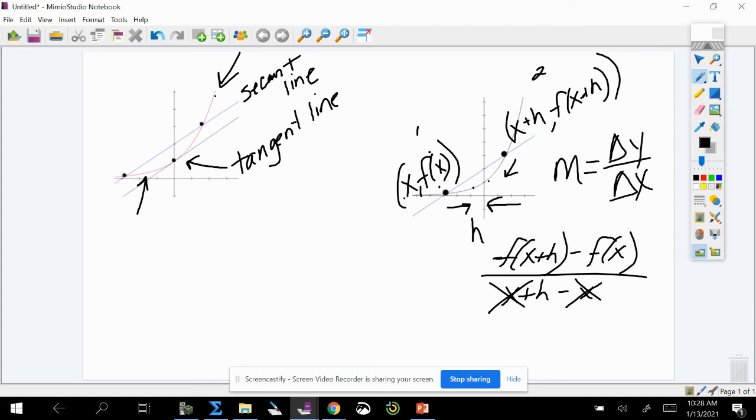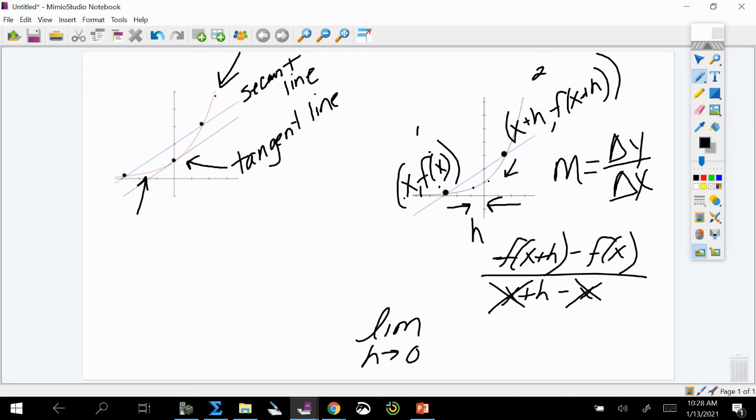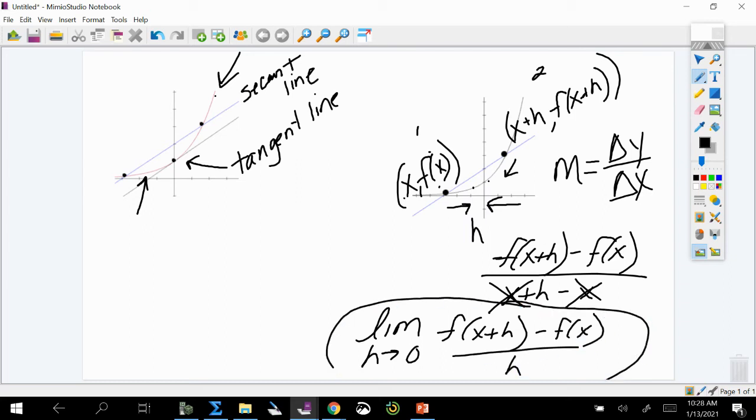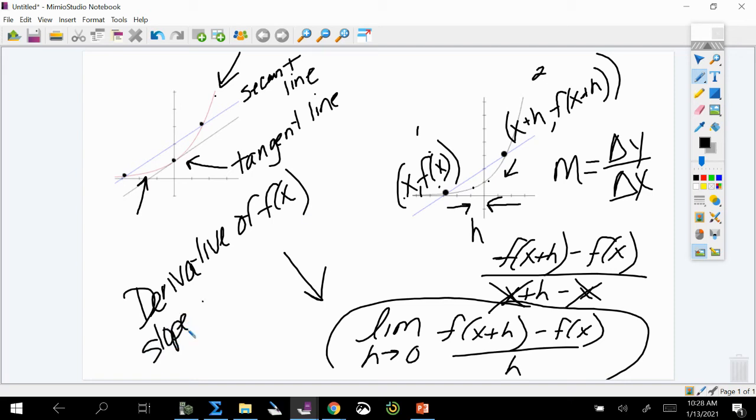Now, we mentioned we need that distance to get really small. That's where limits come in. The idea is we want the limit as this h value gets closer and closer to 0. So essentially those points are almost on top of each other. This right here is the formula for how you find the derivative. That right there is referred to as the derivative of f of x, and it is the definition of how we find the slope of a tangent line at any point.